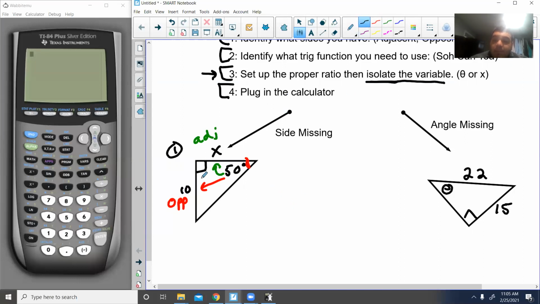So I have an opposite, I have the adjacent. I have identified my sides. Now to step 2. What am I going to use? SOHCAHTOA. TOA has opposite and adjacent, so I'm going to use tangent, T-A-N.